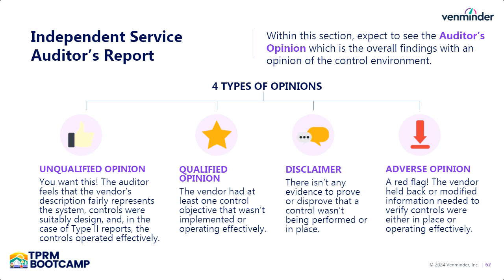A qualified opinion is where the vendor had at least one control objective that was not implemented or operating effectively. So you're going to want to make a note of a qualified opinion and follow up on that. And then a disclaimer is used when there isn't any evidence to prove or disprove that a control was being performed or in place. So again, you want to make a note of that as well, because you may want to follow up on that if the control is something that's important to your use of the product or service. And then an adverse opinion is bad.